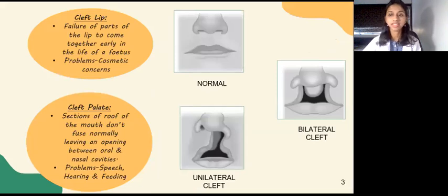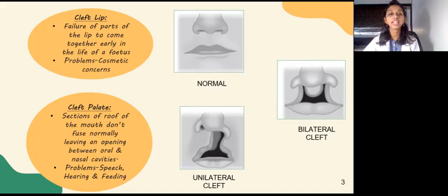Now, it is not necessary that all children with CLP will have a cleft both in the lip and the palate. Some individuals are born with a cleft just in the lip or just in the palate. A cleft lip is a condition that occurs when parts of the lip fail to come together early in the life of a fetus. Whereas a cleft palate occurs when sections of the roof of the oral cavity don't fuse normally, which results in an opening between the oral and nasal cavities.